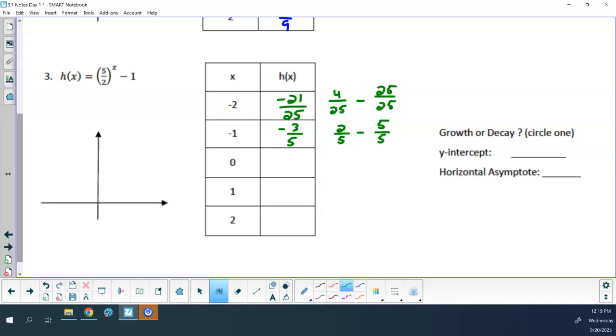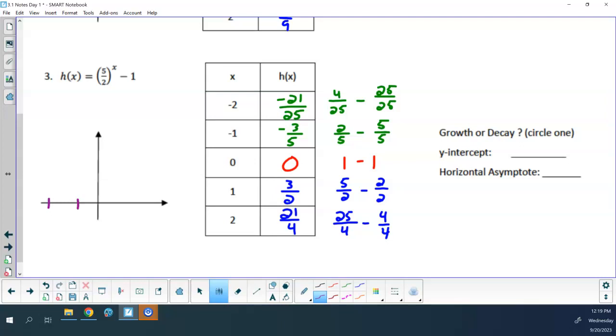If I plug in 0, then 5/2 to the 0 power is 1, -1 is 0. If I plug in 1, then I get 5/2 -1, but now this would be -2/2, so then that would be 3/2. If I plug in 2, I get 25/4, -1 is 4/4, which is 21/4.